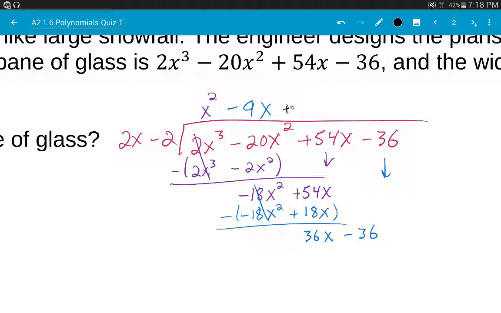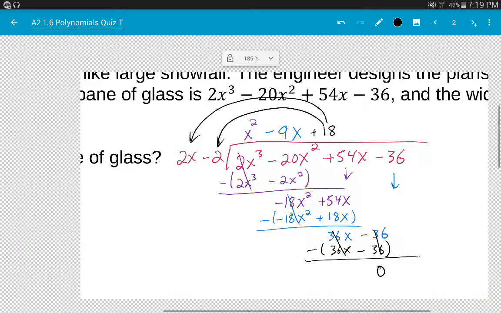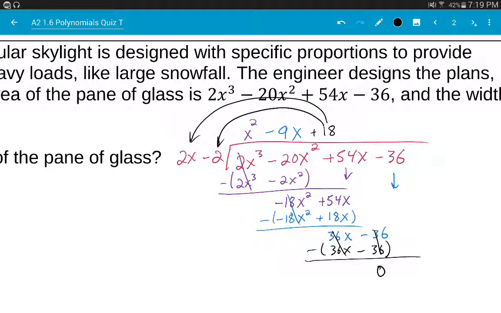2 goes into 36 18 times. 18 times 2x is 36x, and 18 times negative 2 is negative 36. Parentheses, subtract, everything crosses out, 0 remainder. So what is the length? This right here. That's the length.